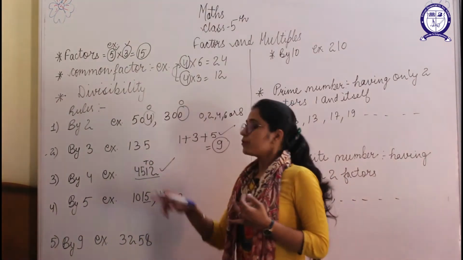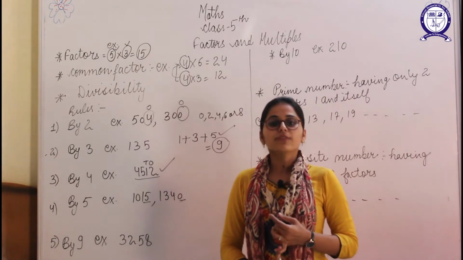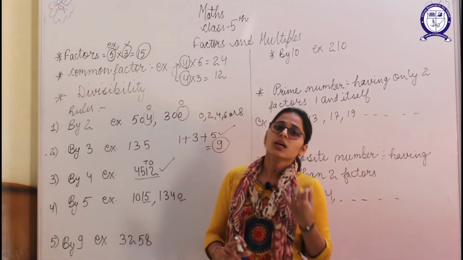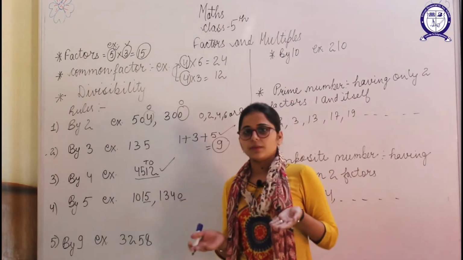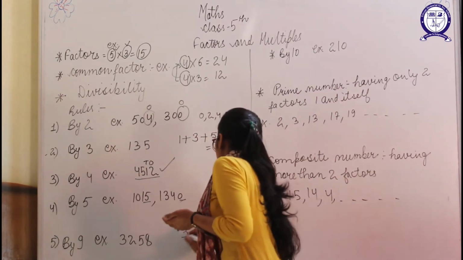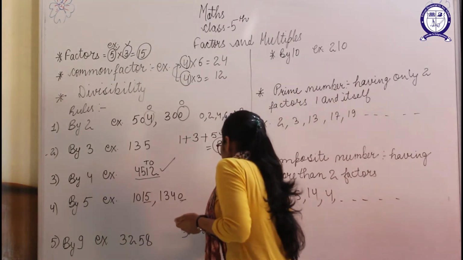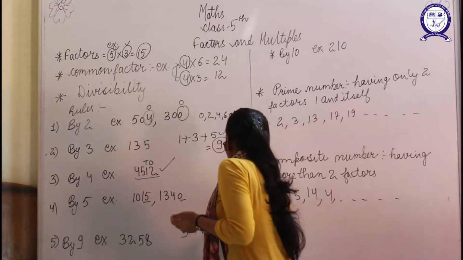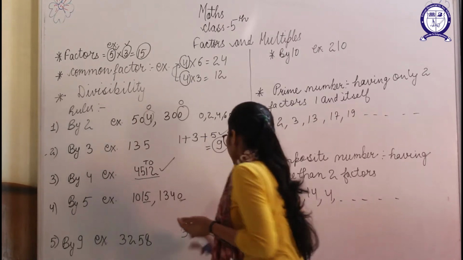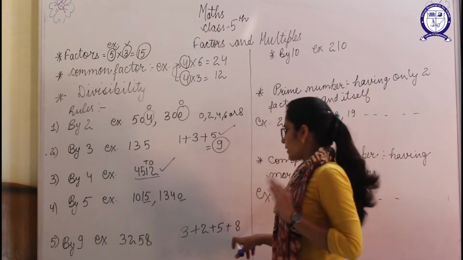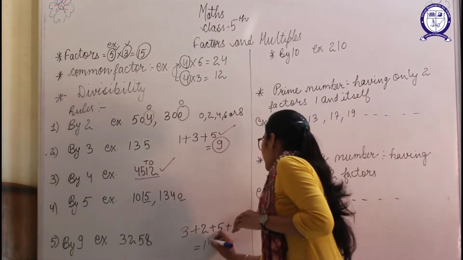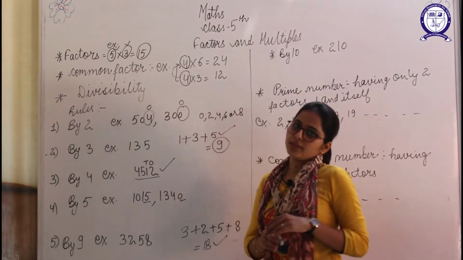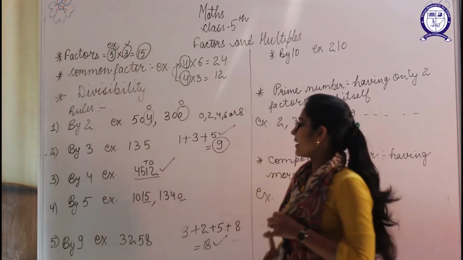Now the divisibility rule by 9. Like 3, you have to find the sum of the digits. If the sum is divisible by 9, then the number will also be divisible by 9. Let's find the sum of the digits. So 3 plus 2 plus 5 plus 8. 3 plus 2 is 5, 5 plus 5 is 10, 10 plus 8 is 18. Then 18 is divisible by 9. Yes, this number will be divisible by 9.